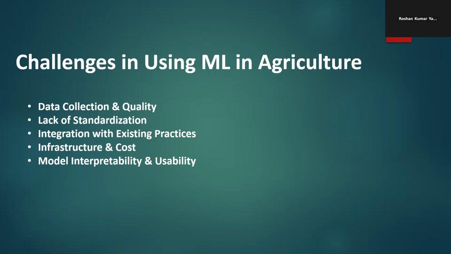During this literature survey, they also found some challenges in using machine learning. The first major challenge is data collection and quality. Data is often incomplete and it's hard to collect data, especially in the agriculture sector. There is also a lack of standardization, meaning we cannot apply a single model globally, because every country and every region has its own problems and its own way of cultivating crops.